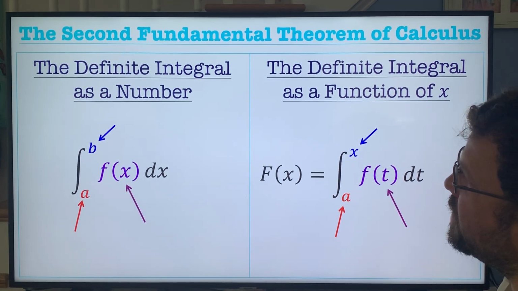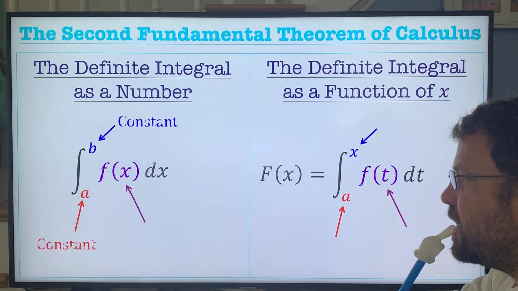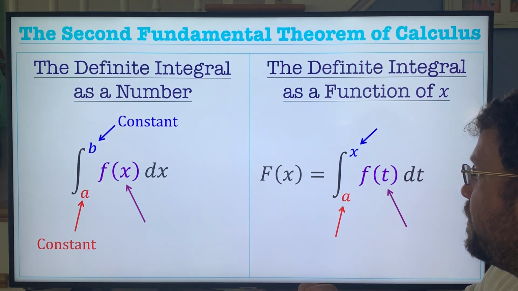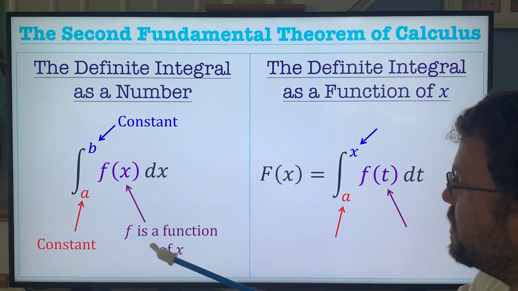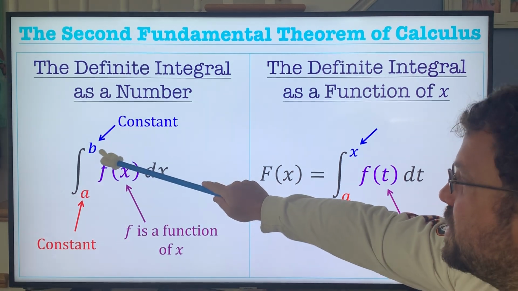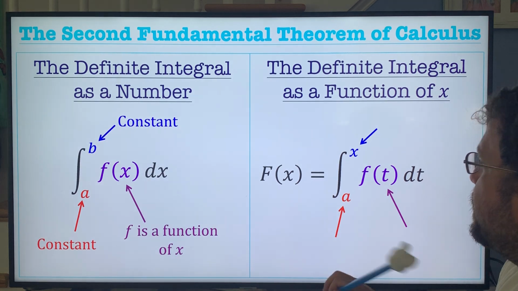Now, the definite integral as a number. This is what you have been doing. This is what your definite integral looks like. Your a and your b are two constants right here, and your f of x is your function of x. So this is your start point, your lower limit, and your upper limit. Those are both actual numbers, and this is what you're finding the integral of.